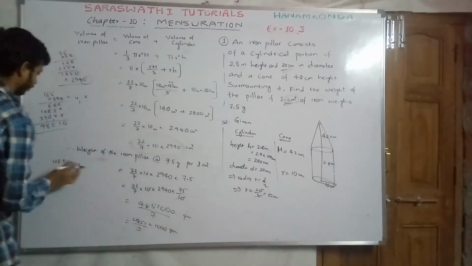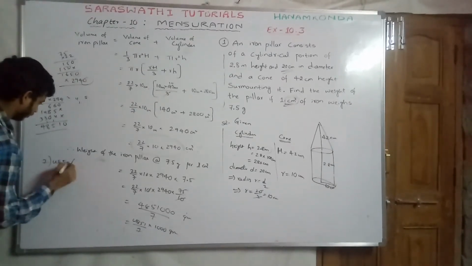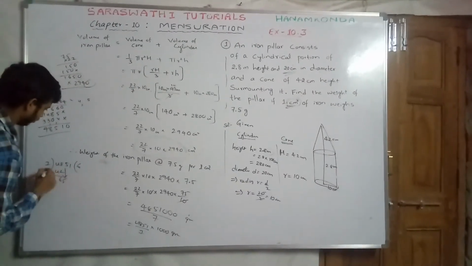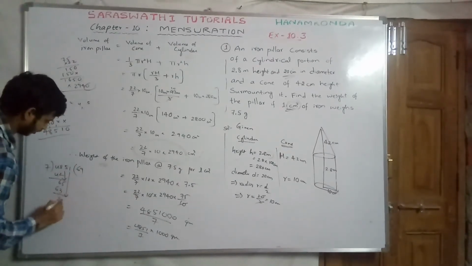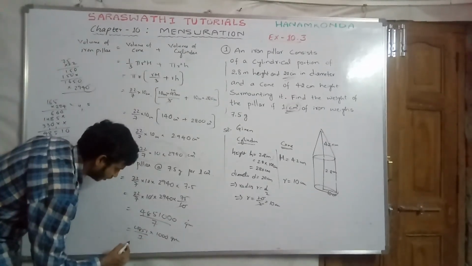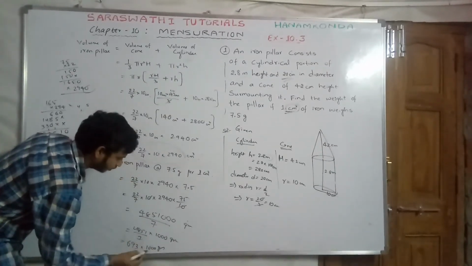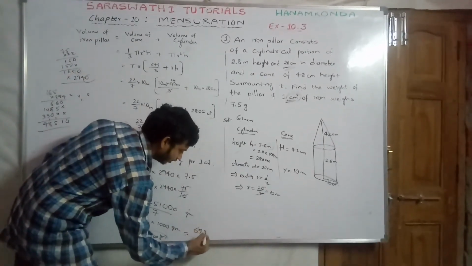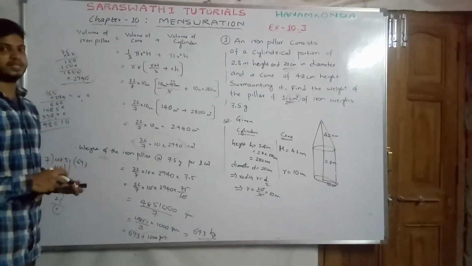That means 4851 by 7. So 7 7 is 49, 7 6 is 42, so 6 will remain. 7 9 is 63, so 2 will remain. 7 3 is 21, so 0. So 693 into 1000 grams. We know that 1000 grams equals 1 kg. So therefore it equals 693 kg. Correct. So the weight of the iron pillar is 693 kg.